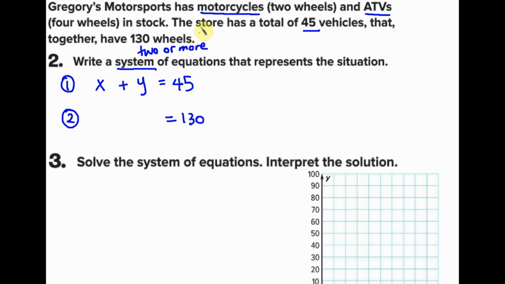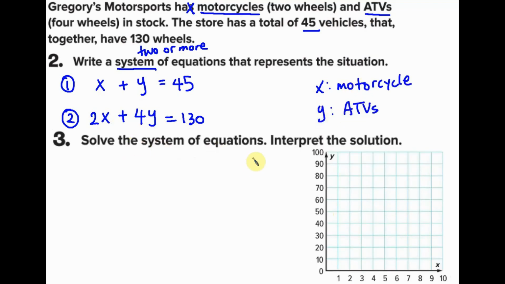For the x, since a motorcycle has 2 wheels each, I'm going to have 2x plus the ATVs have 4 wheels, so 4y. When you add them together, they have to make 130 wheels. And let me just write on the side, x was your motorcycle and y is your ATVs. Then they're asking you to solve the system of equations and interpret the solution.